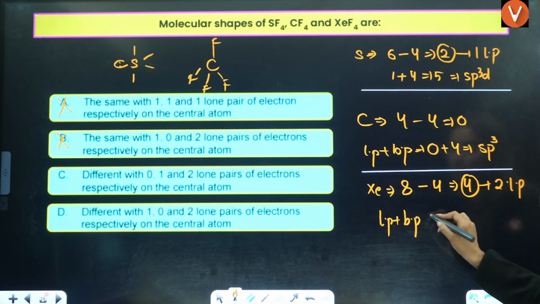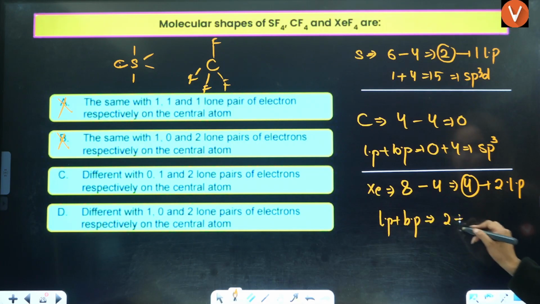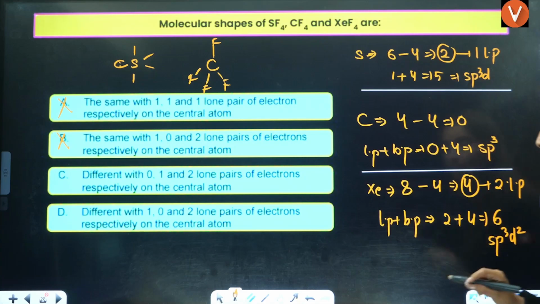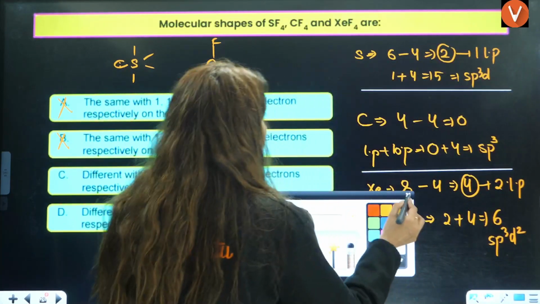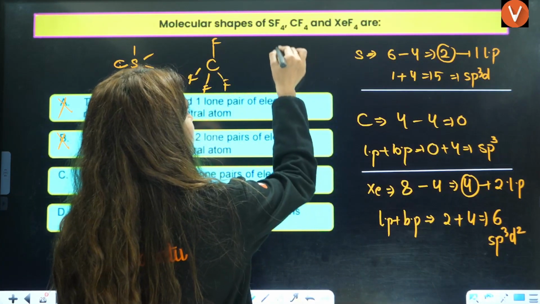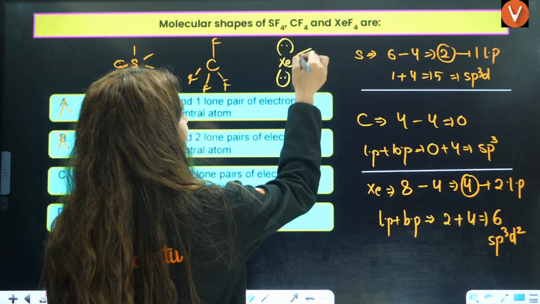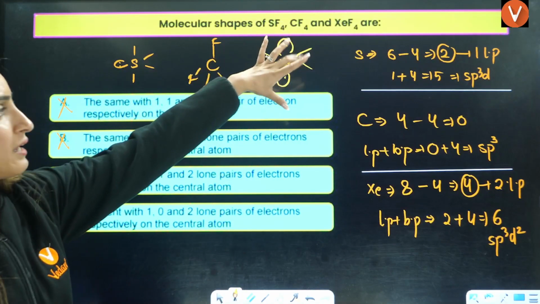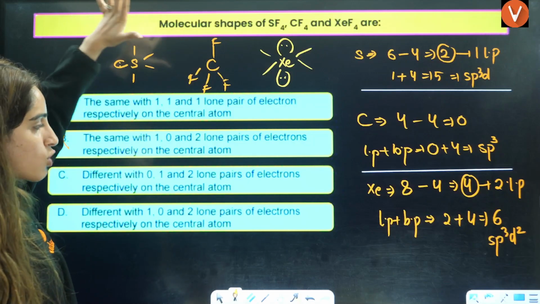Lone pair plus bond pair is going to be what? This is 2 lone pair. Bond pair is what, everybody? 2 lone pair. Bond pair is 4. So it is going to be 6. That means it is sp3d2. That is octahedral, right? But you have 2 lone pairs. So here the answer will be Xe with 2 lone pairs, 1, 2, 3, 4, 4 bond pairs. So this is square planar, this is tetrahedral, this is seesaw.